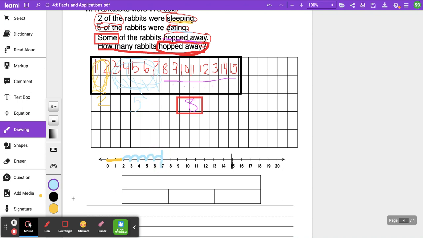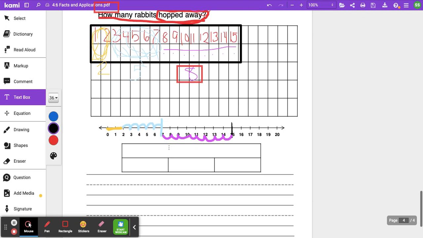5 were eating. 1, 2, 3, 4, 5. Takes us to here. And then we have our question box, right? Some of the rabbits hopped away. 1, 2, 3, 4, 5, 6, 7, 8. That's the number we said, 8. And yes, I checked myself. That gets me here to 15. Perfect.